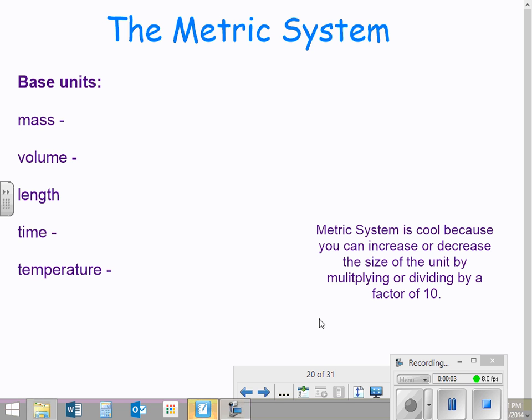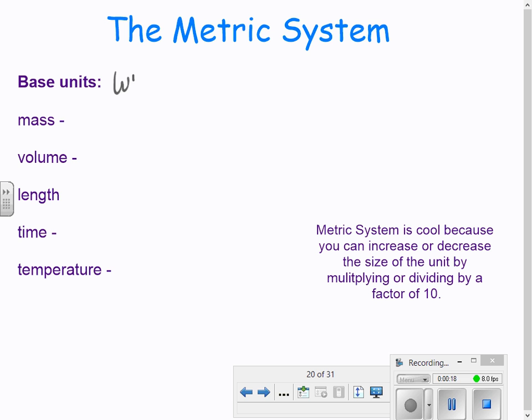All right, so today we're going to talk about the metric system. We're going to start off learning what the base units for the metric system are. These should be familiar to you, but just in case, we're going to go through them once more. When we refer to them as a base unit, we talk about units without prefixes. And we'll get into what the prefixes are on the next slide.